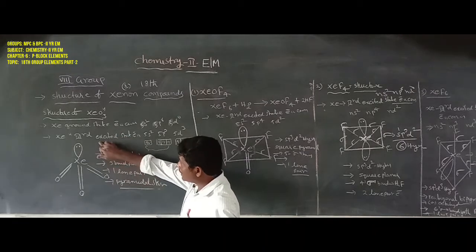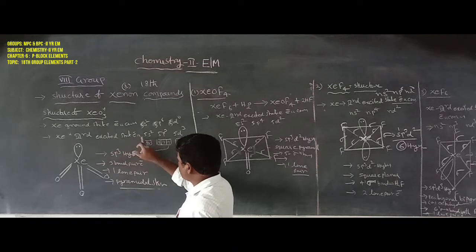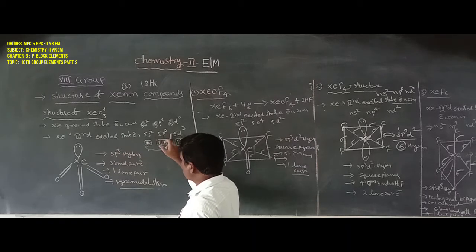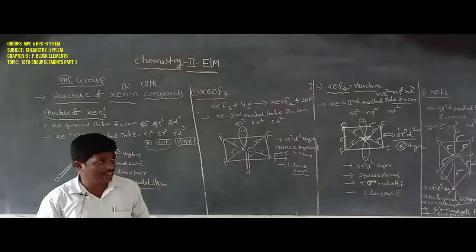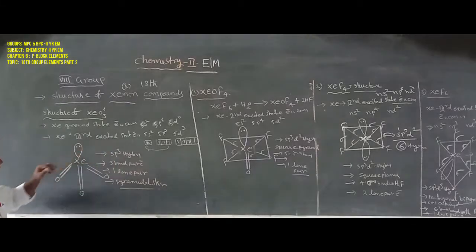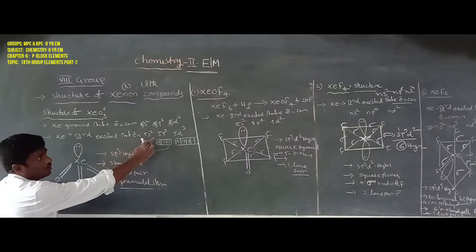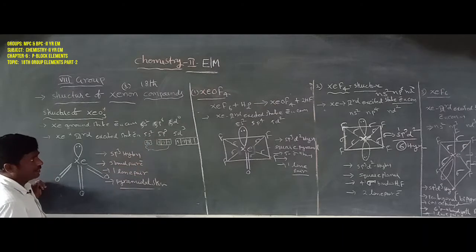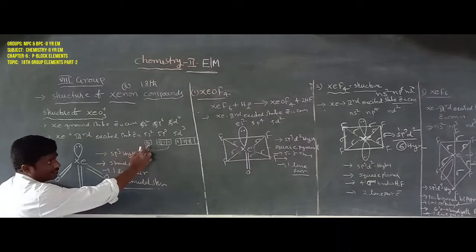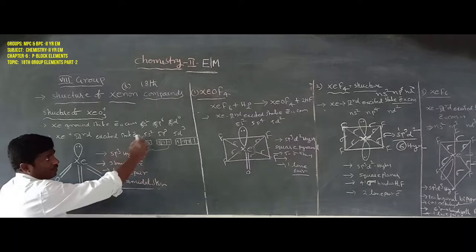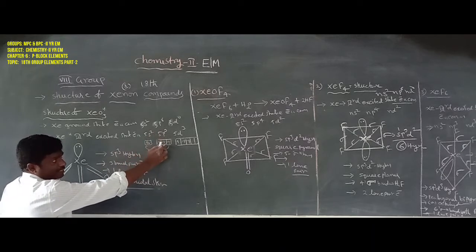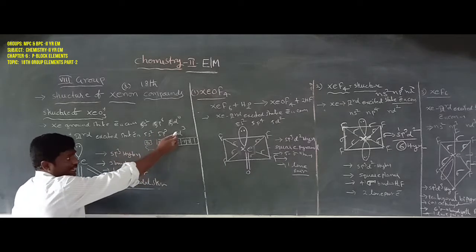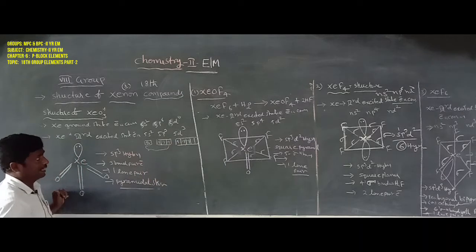The xenon third excited state electron configuration is 5s2, 5p3, 5d3. The 5s2 has 2 electrons, the 5p3 has 3 electrons, and these are the lone pair electrons. The 5d3 also has 3 electrons, which are lone pair electrons.